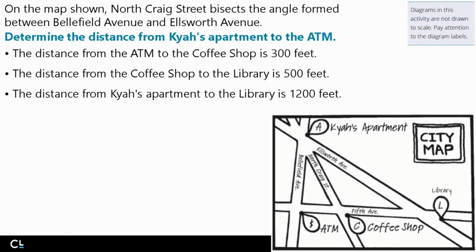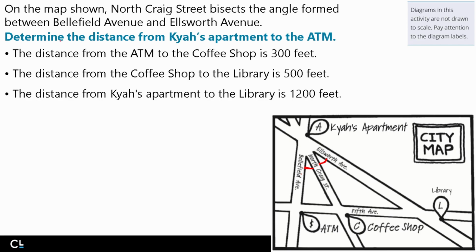And we're starting off with a word problem today. Oh, I hate word problems, mister. Yeah, everybody does, but they're really good for your brain. So that's what we're working on. It says on the map shown, North Craig Street bisects the angle formed between Belfield Avenue and Ellsworth Avenue. So let's look at our map here. This is North Craig going right here. It bisects. So we can say that these two angles here are congruent. That's something that we can know.